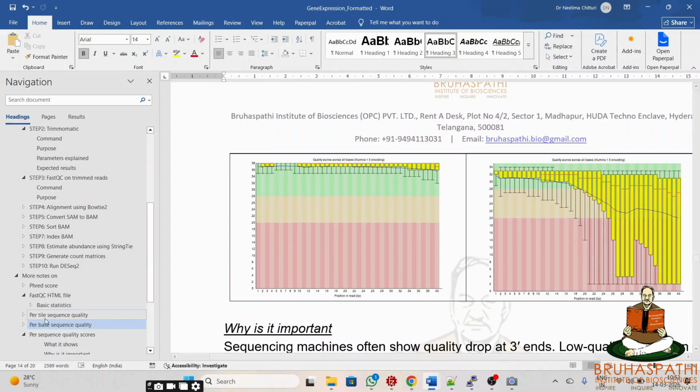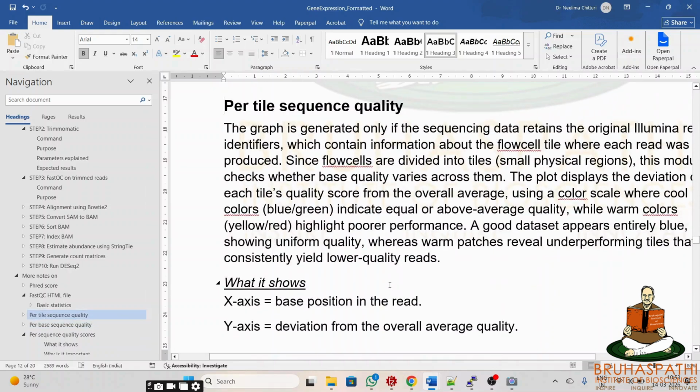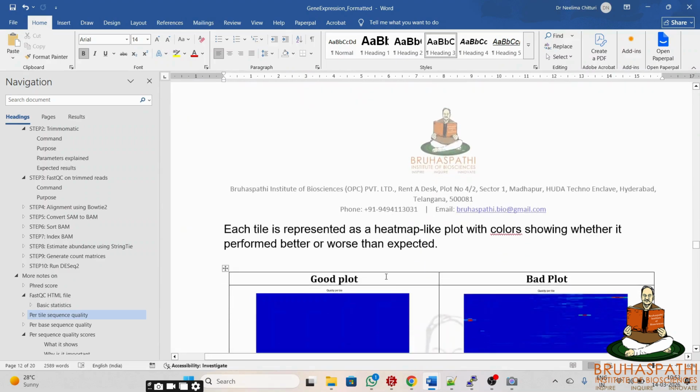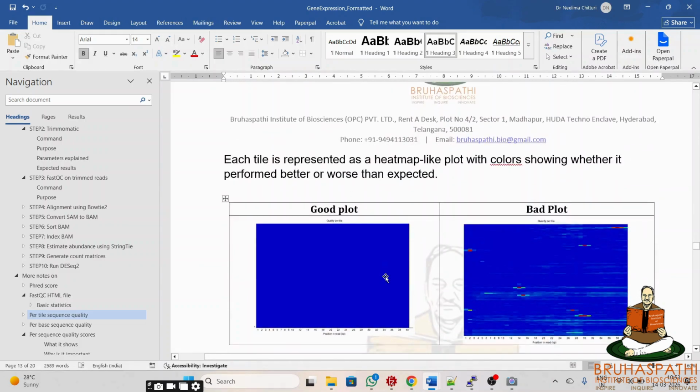The next parameter which is interesting is per tile sequence quality. As you know, in an Illumina sequencing machine, you have a flow cell. The flow cell is divided into small tiles. The sequencing should happen in a uniform way in all these tiles. If it doesn't, it's a technical glitch.